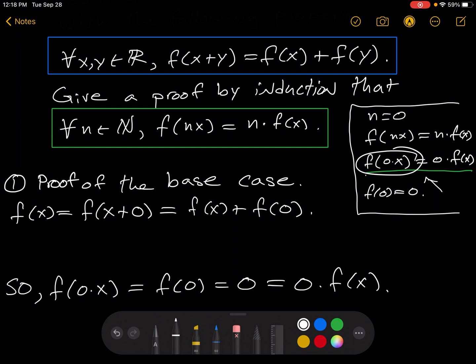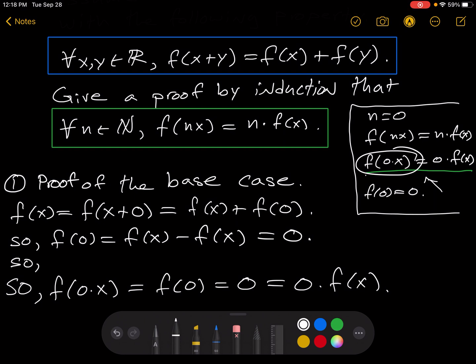Now we'll subtract f of x from both sides. So f of 0 is equal to f of x minus f of x, which is equal to 0. And so now I've proven that f of 0 equals 0. Maybe I want to just write it in. So f of 0 equals 0. That's the proof of the base case.